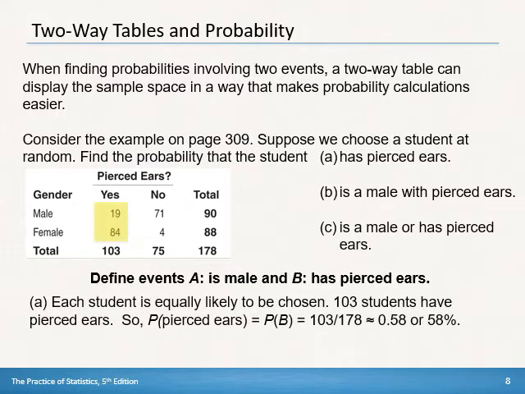If we look, the people we're considering a success here, having pierced ears, are the 19 males and the 84 females in that first column that said yes. So that's 103 students with pierced ears. The probability of randomly choosing a student, one of the 178, who has pierced ears is simply 103 divided by 178. Sometimes we'll leave that as a fraction. We can convert it to a decimal, or write that decimal as a percent. So probability answers can be written as fractions, decimals, or percents.